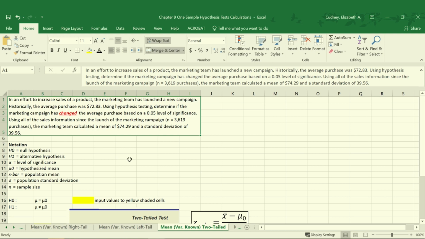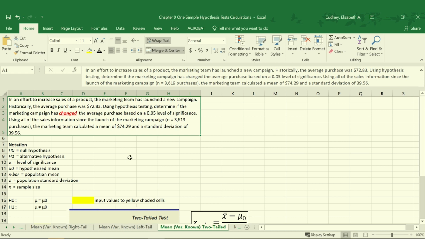Historically, the average price was $72.83. Using hypothesis testing, we're going to determine if the marketing campaign has changed the average purchase based on a 0.05 level of significance. So we know this is a two-tailed test because we're looking to see if it's changed. It could have increased the average purchase price or decreased the average purchase price.